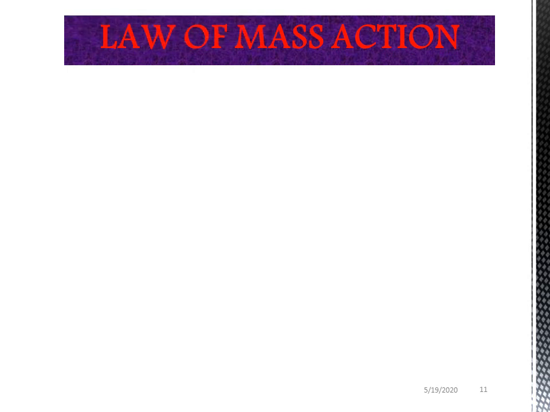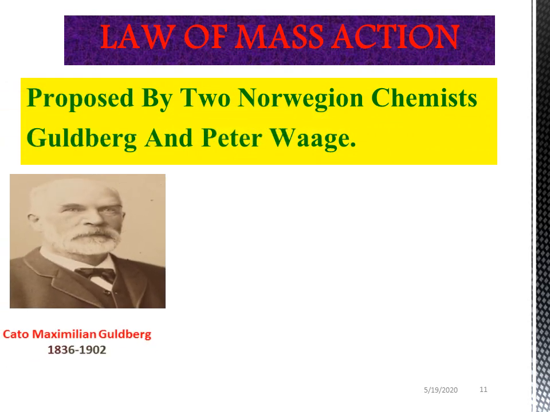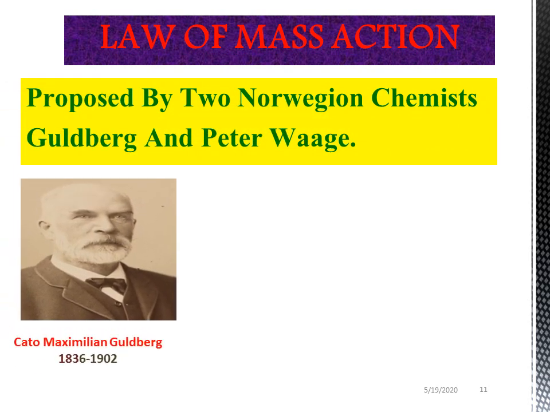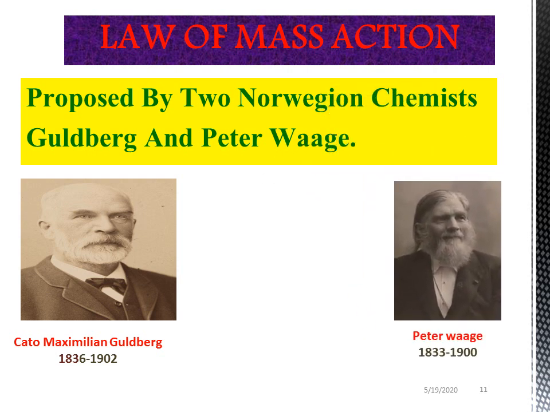The law of mass action was proposed by two Norwegian chemists, Cato Guldberg and Peter Waage. Cato Maximilian Guldberg lived from 1836 to 1902 and Peter Waage from 1833 to 1900. They proposed this law as a general description of the equilibrium condition after observing many chemical reactions, because it gives a relation between the concentrations of reactants and products at equilibrium in any chemical reaction. It means anyone can find out the concentration of reactants and products through this law at the equilibrium stage.